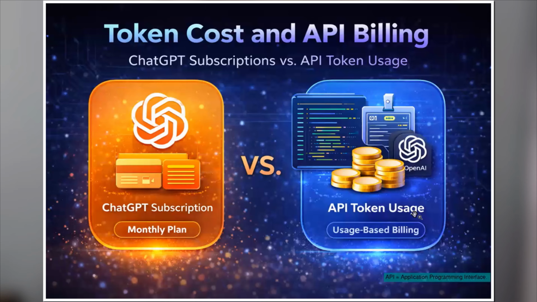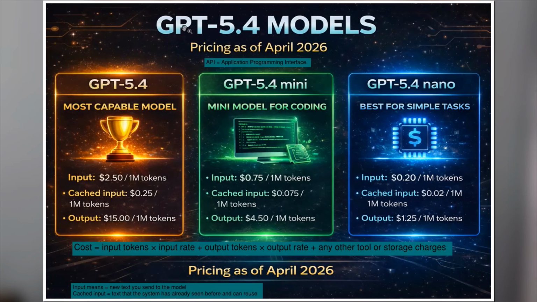So now let's talk about the GPT 5.4 model and the pricing of the API, or application programming interface. That's based on April 2026. If you use GPT 5.4, input is $2.50 per 1 million tokens, and cached input is $0.25 per 1 million tokens.